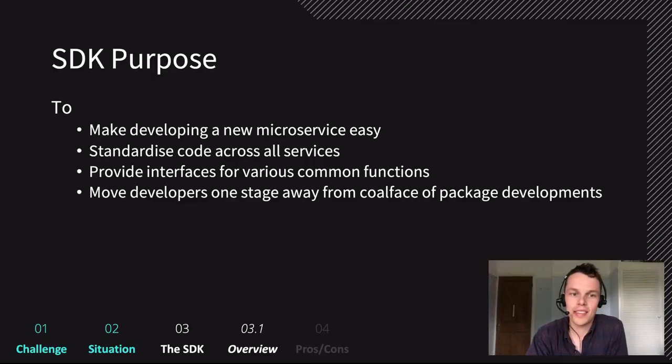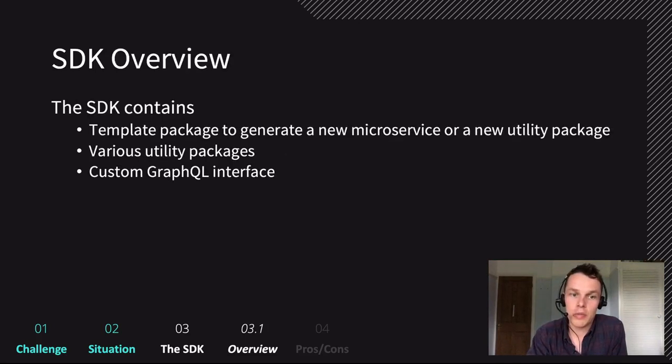So the purpose of the SDK is to make developing a new microservice easy and standardize code across all services. In particular, we do this by providing interfaces for various common functions and providing code and templates. It's also to move developers one stage away from the coalface of package development. So we do this by providing a template package and various utility packages for that common functionality. One example of such a utility package is a GraphQL interface, which I will talk to you about in a bit.